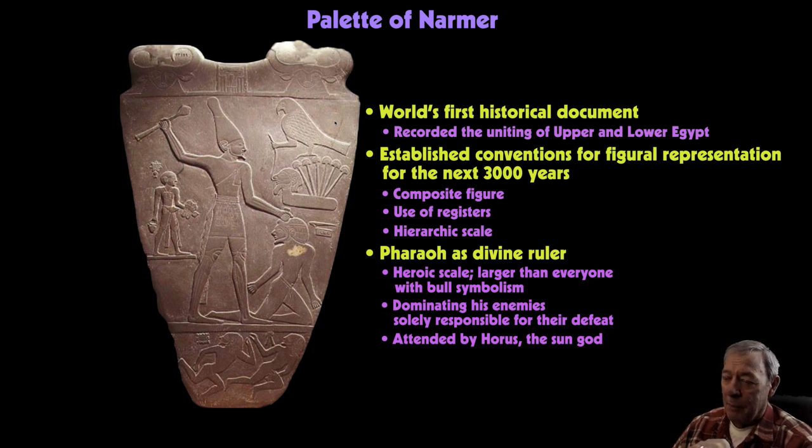And then behind him we have his vizier or sandal bearer. We'll look at this a little closer as well. So we've got his vizier here, and he's carrying the sandals of Narmer. Narmer's feet are bare here, and the vizier has his sandals in his hand.